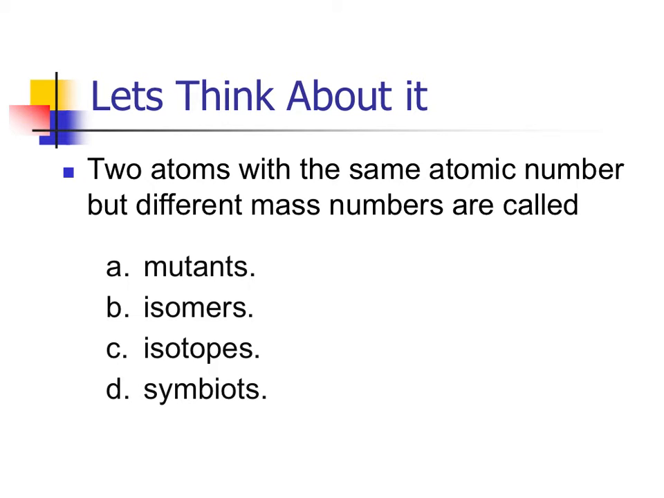So when we look at this, we can see, obviously, mutants is not it. Isomers is a chemistry term. It's just not what we're going to use for this. Isotopes, the correct answer. And then symbiotes would be another science term, but we're not going to use that one in this one. And so we are good to go on that.